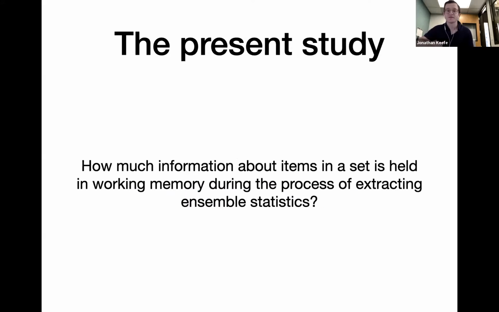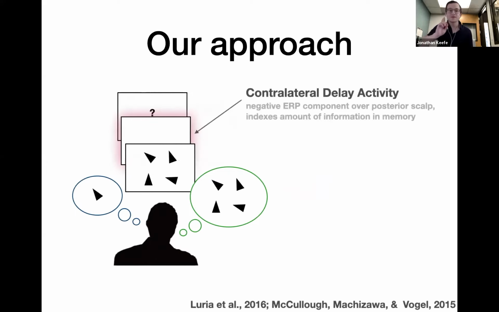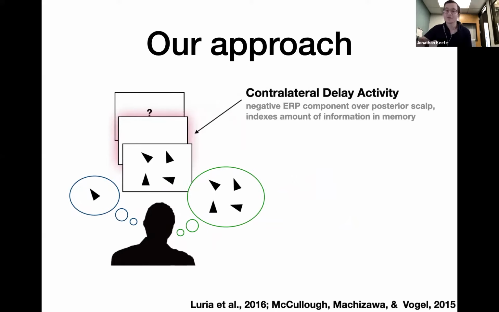So the critical question of the present study is, how much information about items in a set is held in working memory during the process of extracting ensemble statistics? Now, this information isn't available from behavior alone, as the task could successfully be performed either way in theory. Therefore, we used EEG to measure how much information was being held in working memory while subjects performed an ensemble task. In particular, we measured the contralateral delay activity, or CDA. The CDA is a lateralized negativity over posterior scalp that indexes the number of items held in working memory, the amount of information held in working memory.